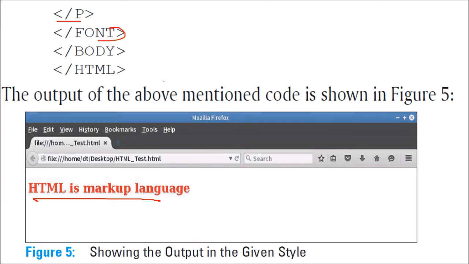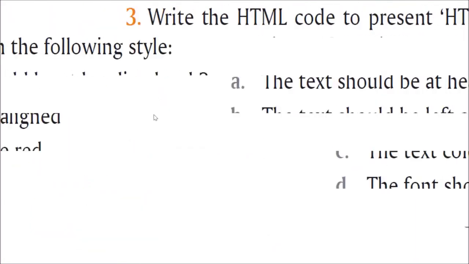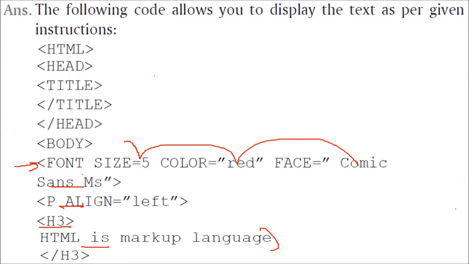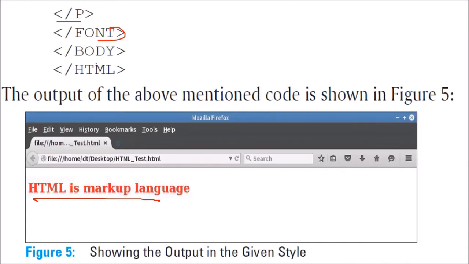So let me go back again so that you understand better. In the question it is being asked about the heading level 3, left align, red, this font and size 5. So what we have given here is, we have used the font tag. In this we have given size equal to 5, color equal to red, and face, that is the type of the font. And then we said, okay, let it come under a paragraph, and then inside this we have given the heading. So this is our output. I hope you understand this.